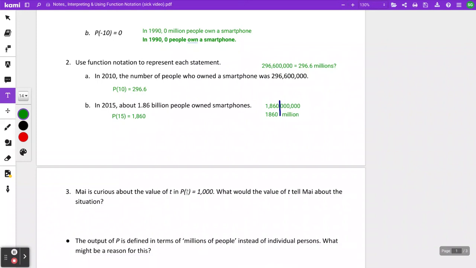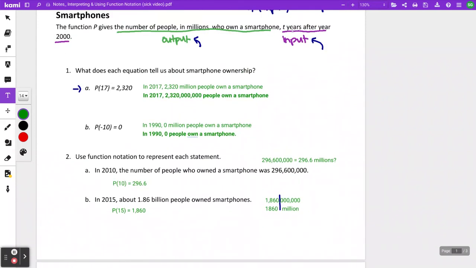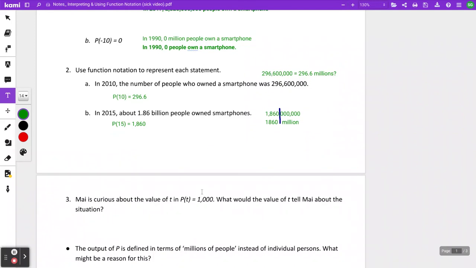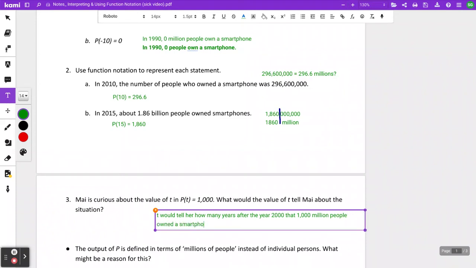Well, t is in the space where our input's going to be. So it's going to be telling her a year. It's going to tell her however many years after the year 2000 that something happens. That 1,000 right there as our output is describing how many people have a smartphone. So t would tell her how many years after the year 2000 that 1,000 million people owned a smartphone.